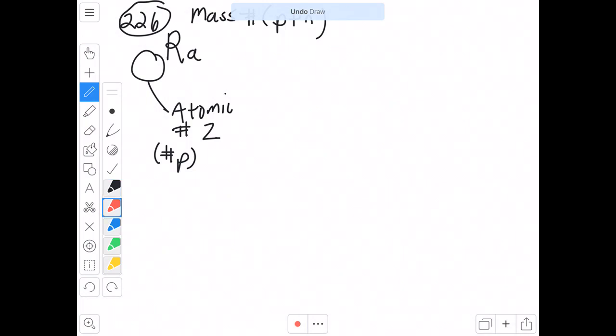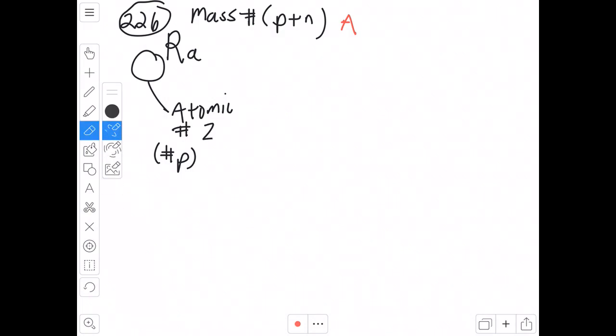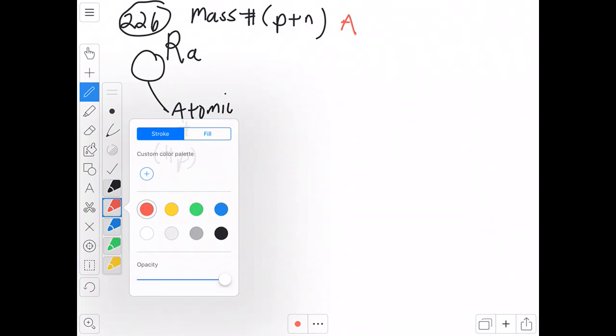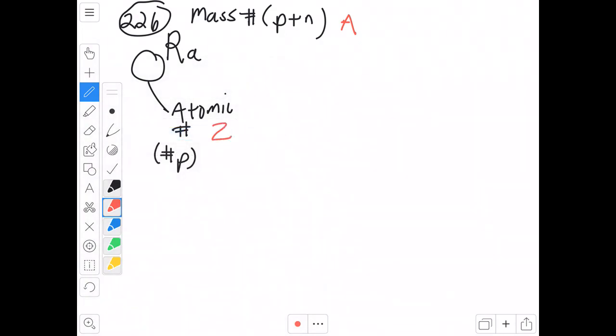This mass number, its symbol is A. All right, so the symbol for the mass number is A. The symbol for the atomic number is Z. Okay? With me so far? So look at your periodic table. What atomic number should I assign radium? It's over here. Bottom left on the periodic table.